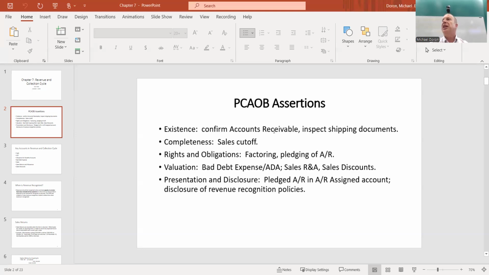Okay. Completeness, sales cutoff. We've talked about that. Sales cutoff testing is around the end of the accounting period, making sure everything was done in the correct period. So you're checking the completeness of the sales account.